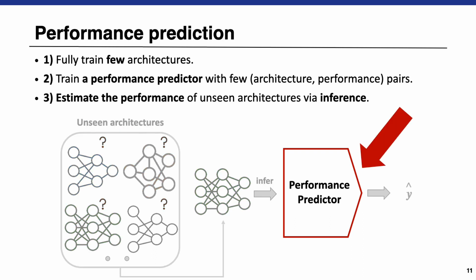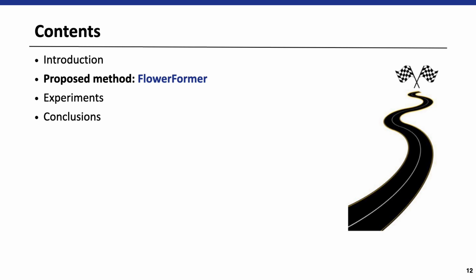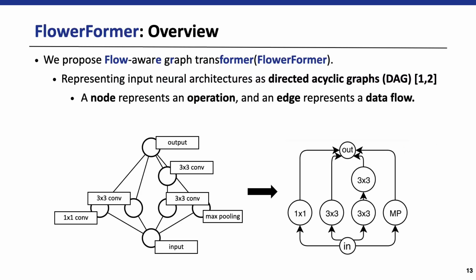In this work, we focus on performance predictors. Specifically, we propose a new performance predictor. Our predictor is FlowerFormer, which stands for Flow-Aware Graph Transformer. Following previous seminal studies, FlowerFormer represents input neural architectures as directed acyclic graphs, where a node represents an operation and an edge represents a data flow.